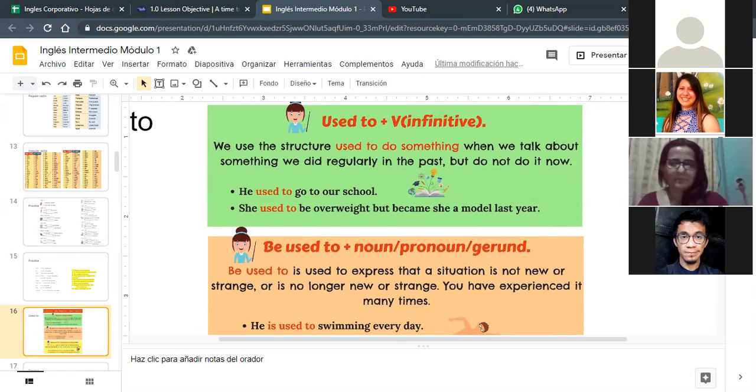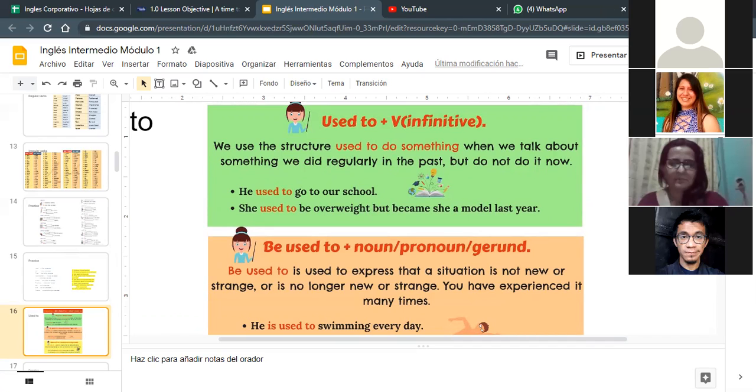That is exactly it. Or when you say he didn't used to, it's like "no solía." That means that it's a change in a routine, a whole routine, something that you did in a period of time. Okay, very good. Thank you. So this is only used to, okay?